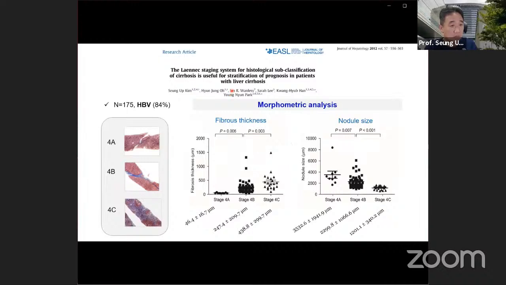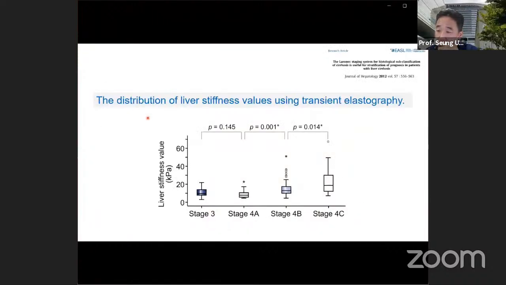Our group also evaluated the usefulness of Laennec staging for stratification of prognosis in patients with liver cirrhosis. Here is the morphometric analysis of stage 4A, 4B, and 4C. Fibrous septa thickness is thicker in stage 4C, and the nodule size is smaller in stage 4C compared to 4A and 4B. And the FibroScan data are significantly different among stage 4A, 4B, 4C. However, the FibroScan data were not significantly different between stage 3 and 4A cases.